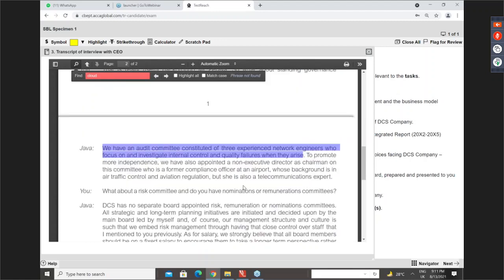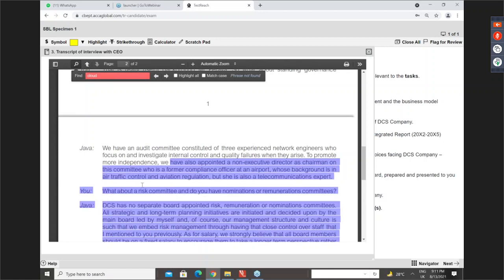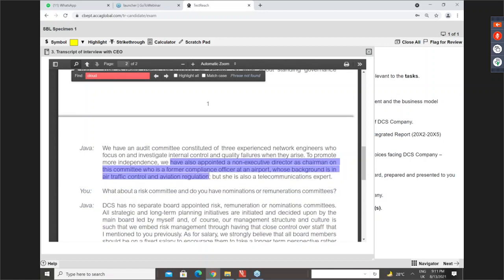Whoa. They don't have any non-executive, so they just identified 3 staff, I think. Network engineers in the audit committee. Wow, wow, wow. To promote more independence, we also appointed a non-executive director as chairman of the committee, who is a former compliance officer at an airport and whose background is in air traffic control and aviation. God, so they have a beautiful audit committee. What's wrong with this? Are you able to identify issues with their audit committee?